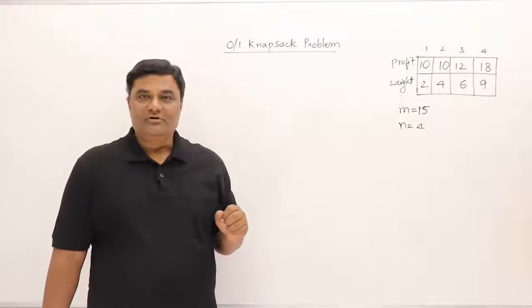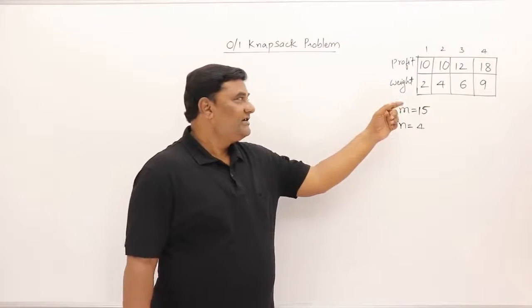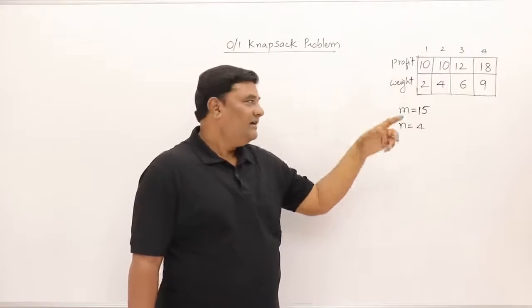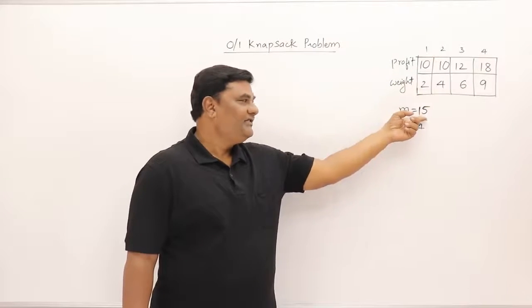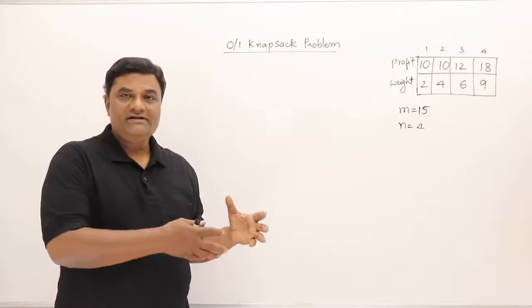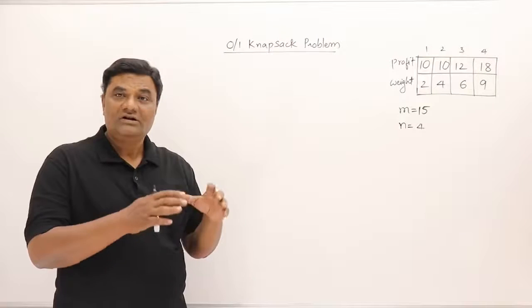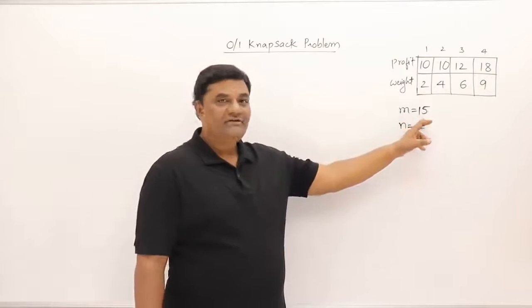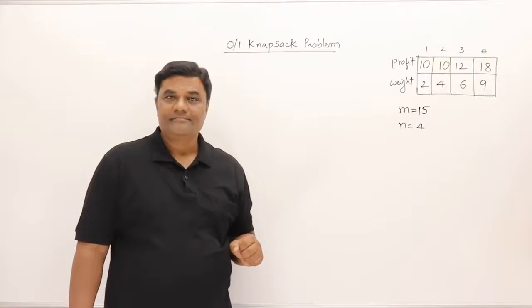The topic is the 0/1 knapsack problem. Here some objects are given. For each object there is some profit and some weight, and there is a bag of capacity 15. The problem is to fill the bag with those objects such that the total weight of the objects included in the bag should be less than or equal to the capacity, that is 15.